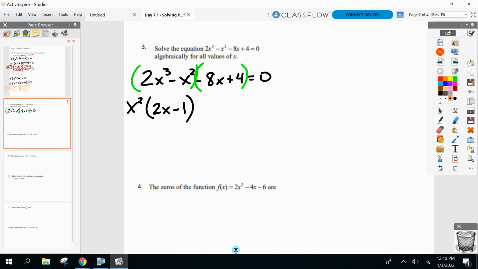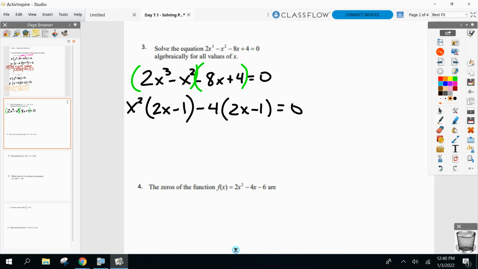So start turning the gears and saying, hey, what can I take out of negative 8x plus 4 so I'm left with the 2x minus 1? You can take out a bunch of things, but I want to be left with 2x minus 1 again. Negative 4. What's going to be left with 2x minus 1? Negative 4. If you just pulled out a 4, the signs would be negative 8x and positive 4. I don't want that. So 2x minus 1 left.